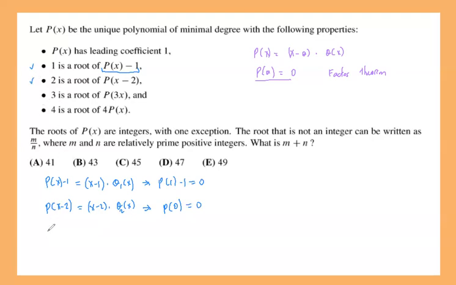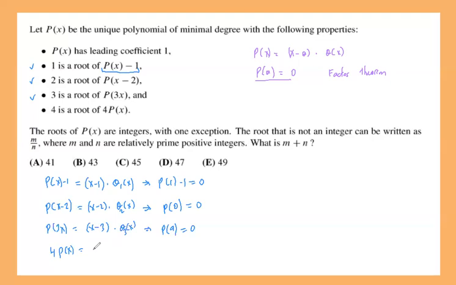The third one is telling us p of 3x is going to be my polynomial. Since 3 is a root of this polynomial, x minus 3 times a quotient, which is maybe different, has to be. And if you plug 3 for x, that should give me p of 3 times 3, which is 9, is equal to 0. And the last one, 4 is a root of 4 times p of x.